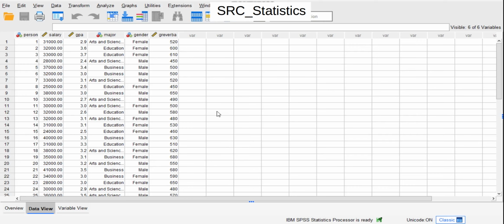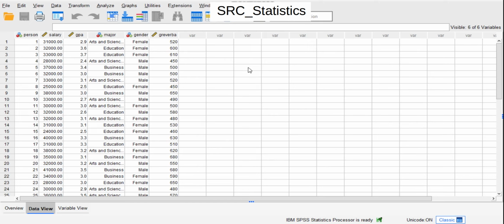Today we shall do hypothesis testing for comparison of 3 or more means using one-way ANOVA in SPSS. Suppose we want to compare the starting salary between 3 major groups, that is arts and science as the first group, education the second group, and business the third group. For them we want to compare whether mean starting salary is equal or not.